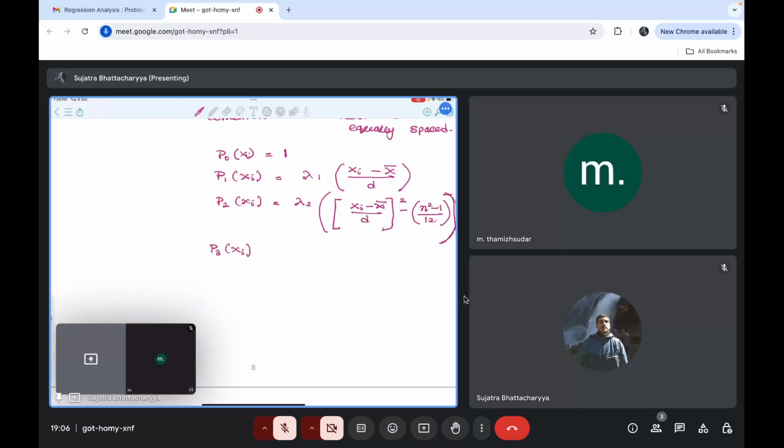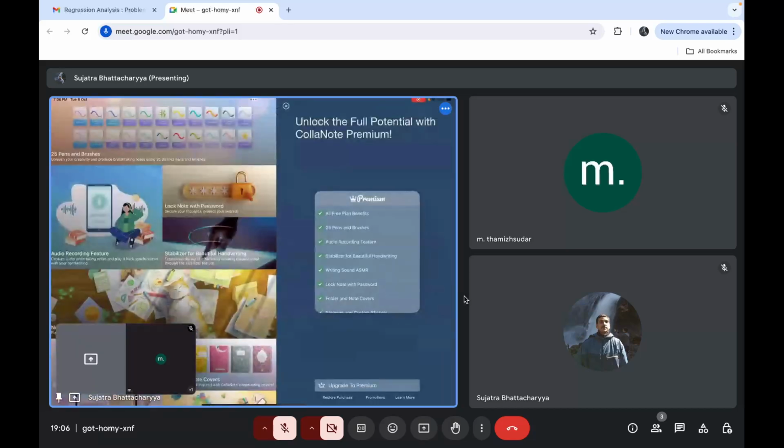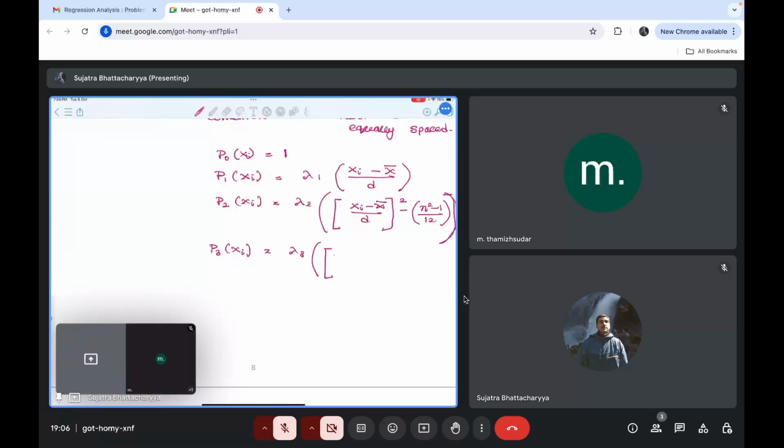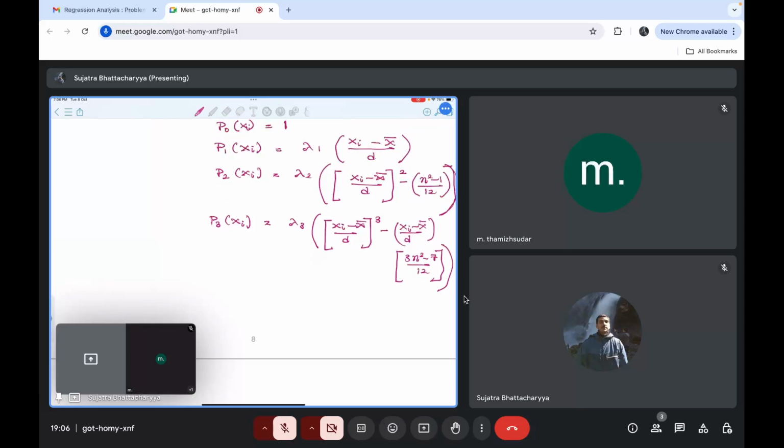P3(xi) is equal to lambda 3 times ((xi minus x bar) divided by d) to the power 3 minus ((xi minus x bar) by d) times (3n squared minus 7) divided by 12. Maybe you have to go for this, but you don't need to go for P4(xi) or beyond. You will see that the questions generally go up to P2, not even P3.